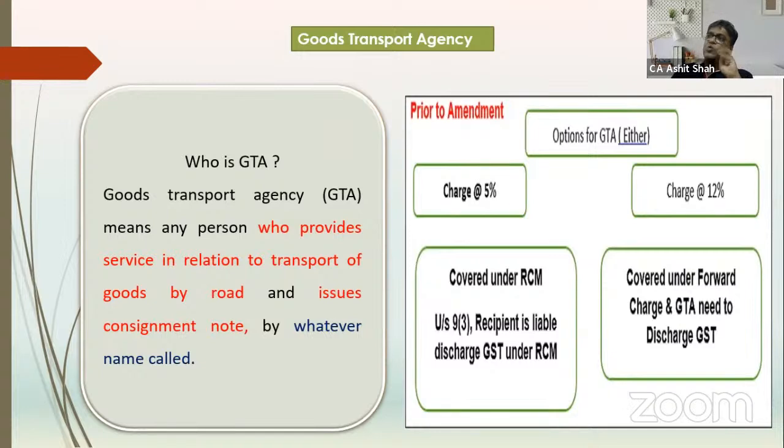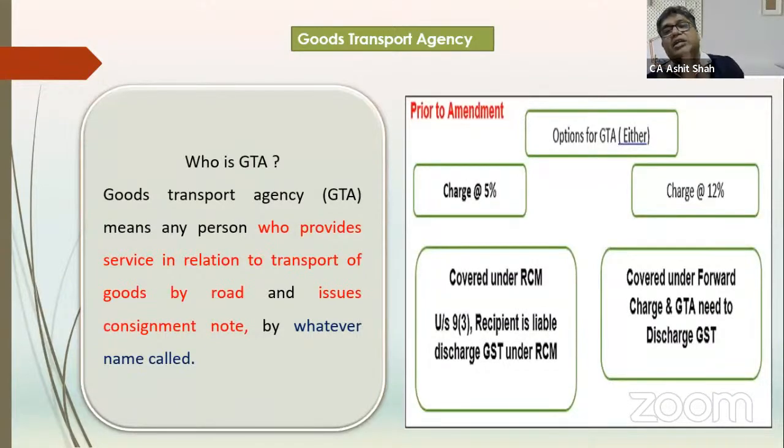From 18th July 2022, they have made some tinkle in the taxability. Now let's see prior to the amendment, that means prior to 18th July 2022, how the goods transport agency is to discharge the tax liability. GTA has two options. Either to discharge the tax liability under reverse charge mechanism by the recipient of service, or to discharge the tax liability under forward charge mechanism at the rate of 12%.